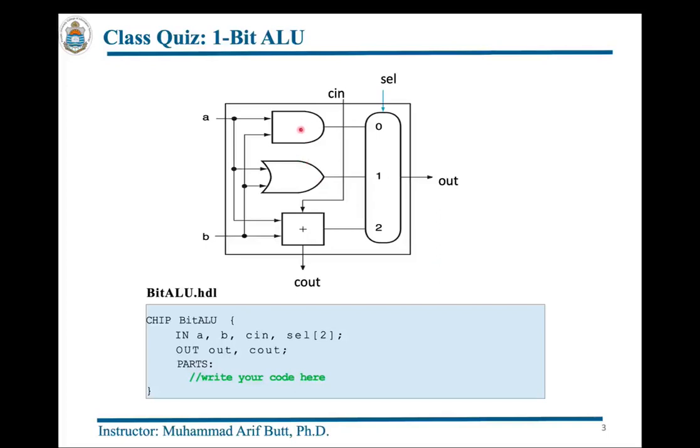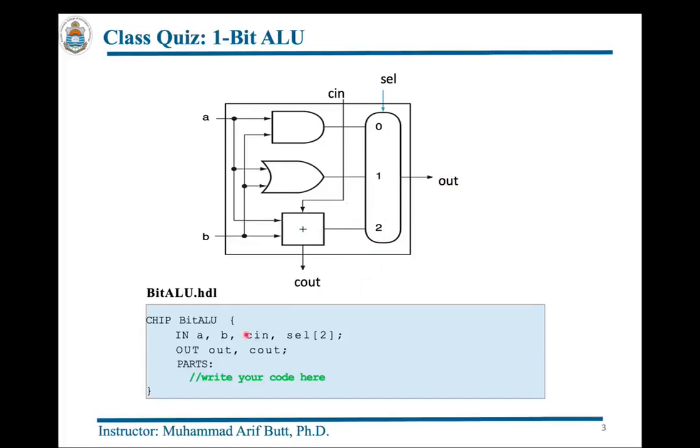Other than the AND and the OR logic operation, this single bit ALU also performs the arithmetic addition of the two inputs A and B along with a carry in. Out of these three operations, which result is actually placed on the out pin depends on the selection of this multiplexer.